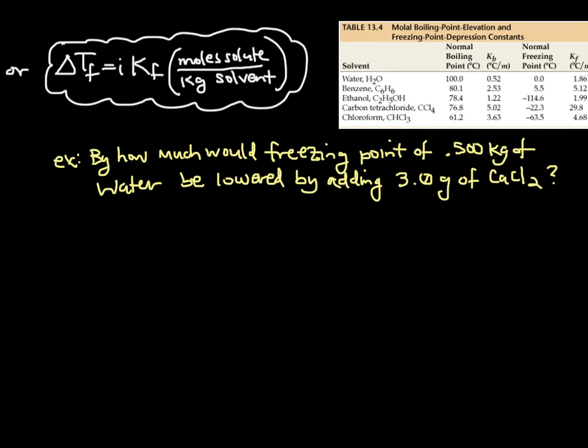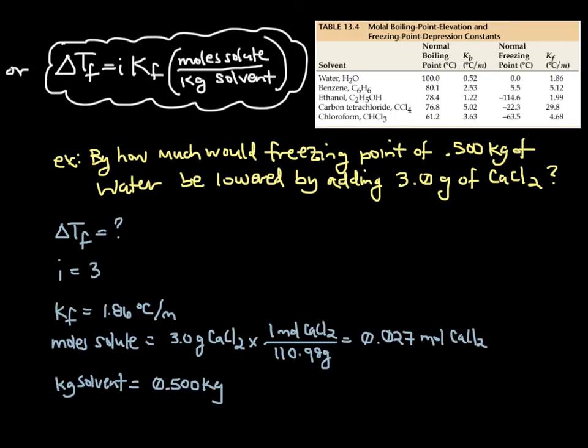So by how much would the freezing point of 0.5 kilograms of water be lowered by adding 3 grams of calcium chloride? So let's figure out what we have and what we don't have. Reading the question, we don't know how much the freezing point is going to change. So that's our question mark, or our X, what we don't know.